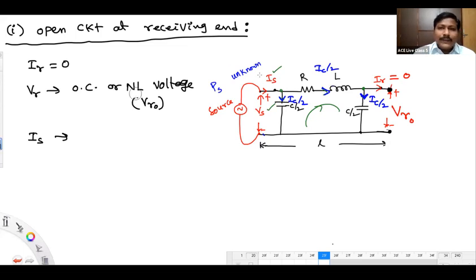Then what will happen to the IS value now? Anybody tell me please. IC by 2 plus IC by 2 will be approximately equal to IC.